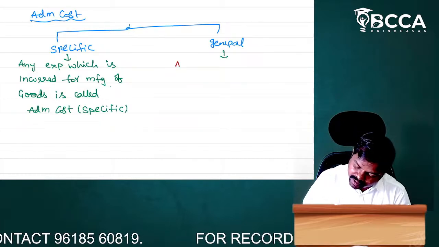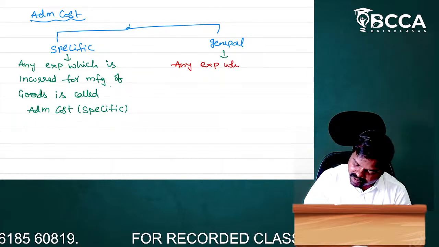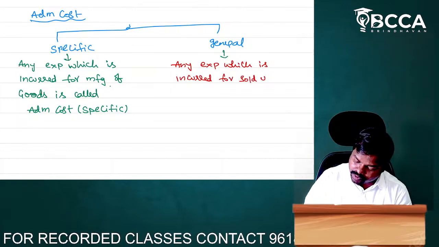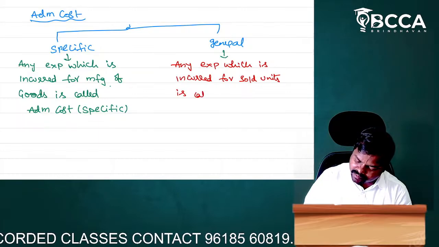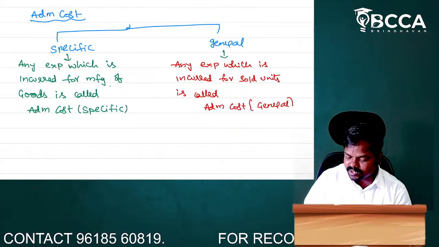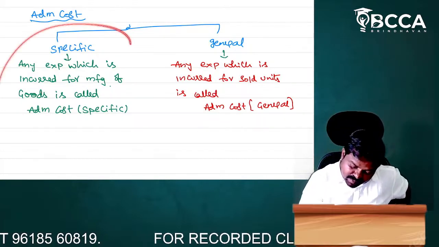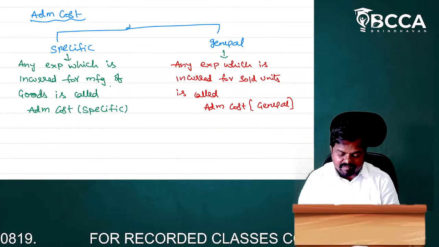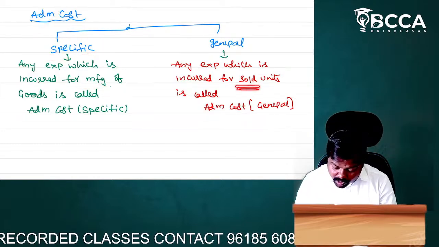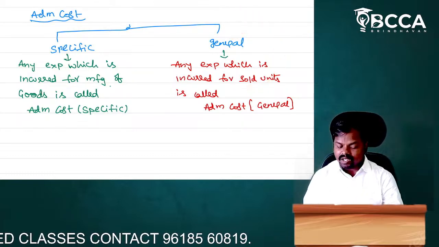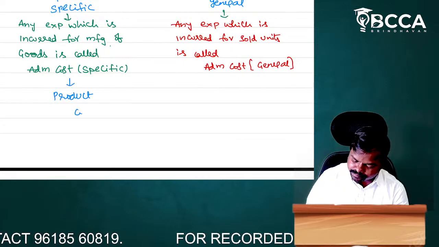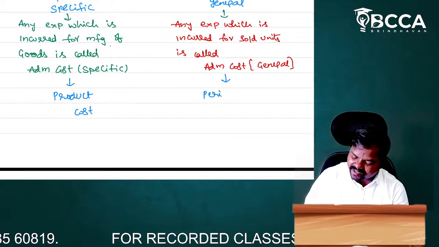Sir, what about general, sir? Any expenditure which is incurred for sold units is called administration cost, and in bracket we can call it general. Now tell me, what is meant by specific? Any expenditure incurred for the purpose of manufacturing means administration specific. If incurred only for sold units, it means administration general. Administration specific is referred to as product cost. Administration general is referred to as period cost.